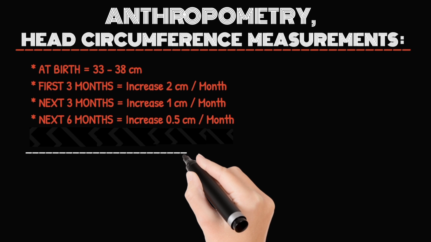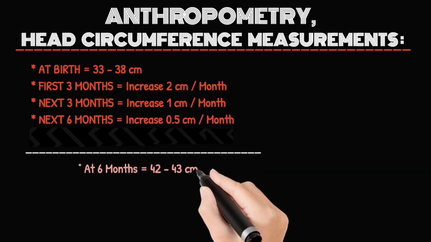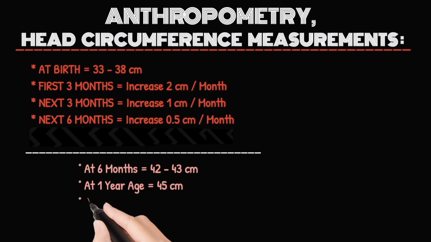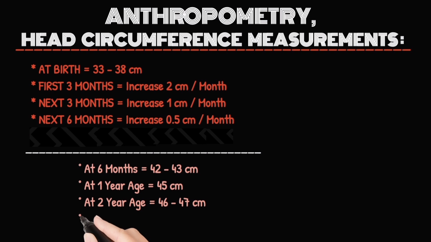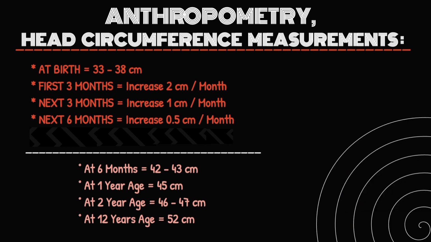Now let's look at different age groups and how much it increases in them. So in the first 6 months of life it will be around 42 to 43 centimeter. At 1 year of age it will be around 45 centimeter. At 2 years of life it will be around 46 to 47 centimeter. It increases almost around 1 centimeter per year. So at the age of 12 it should be around 52 centimeter, and these lengths are average lengths that should be almost similar to these.